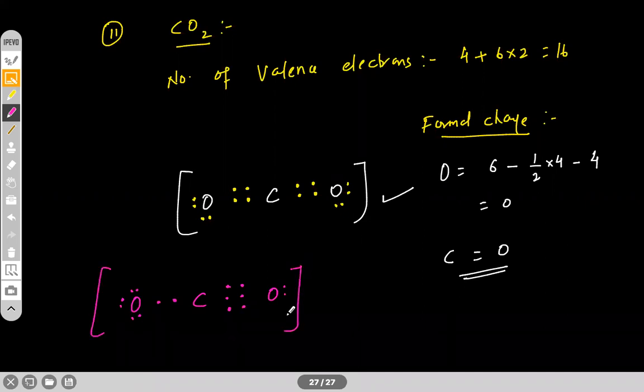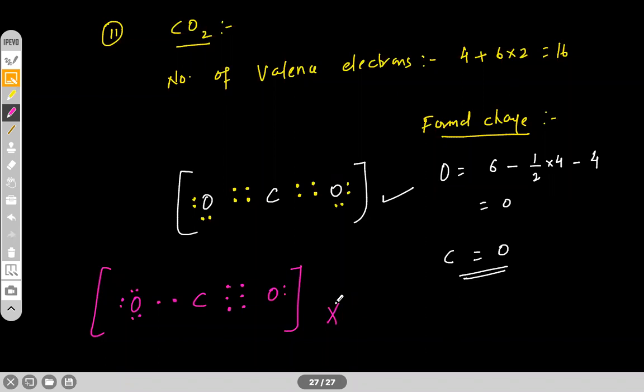When you place the formal charge, we'll have a formal charge on this oxygen. If you find out, you'll get a negative formal charge here and a positive formal charge on this oxygen. Most probably, you can count, you'll get that. So with this formal charge, this structure is correct. If you do not draw the formal charge, your structure is wrong.